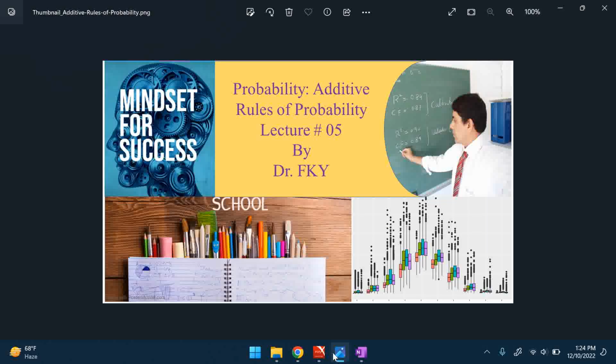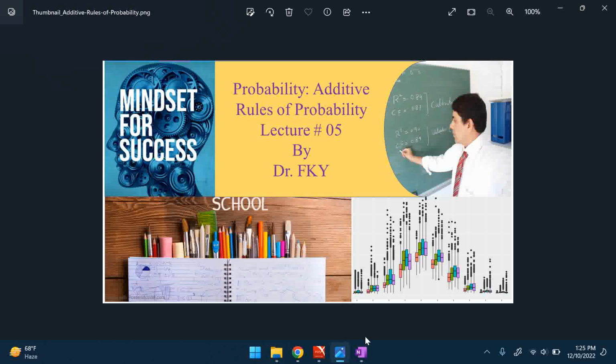Hello guys, in this video tutorial I would like to explain the additive rules of probability. There are various statements in the probability questions, but you can identify some words if these words are mentioned in the statement of the probability, particularly when they are asking to calculate the probability. There are some specific words I will explain after this slide. Then you can use the additive rules of probability.